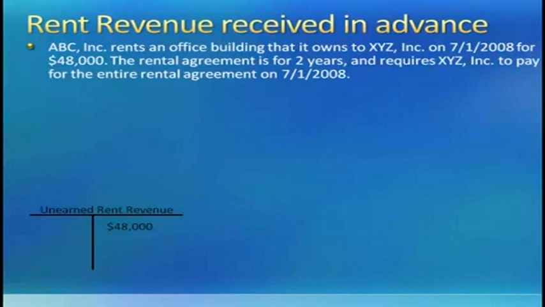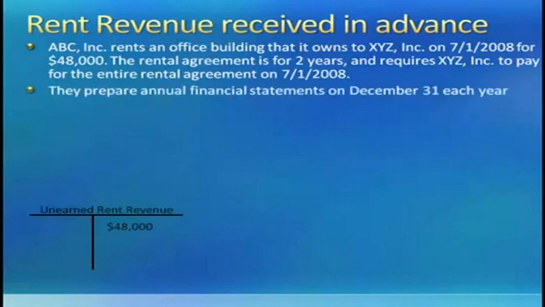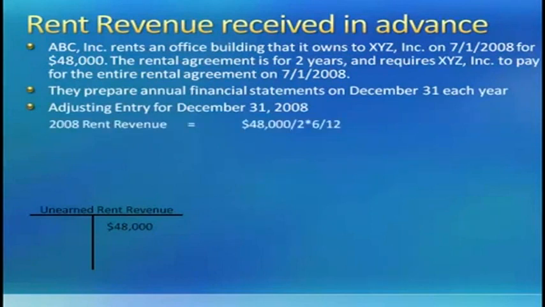They calculate the amount that they've earned by taking the rental amount and dividing it by the term, in this case $48,000 divided by the 2 years, to determine the annual rent revenue. In this case, the annual rent revenue would be $24,000. But since they want to determine how much rent revenue was earned in the current year, they need to multiply that by 6 over 12 because it's only half of a year's worth of rent that they would have earned. Remember, this rental agreement was engaged in on July 1st, 2008, so they've only earned half a year's worth of rent.